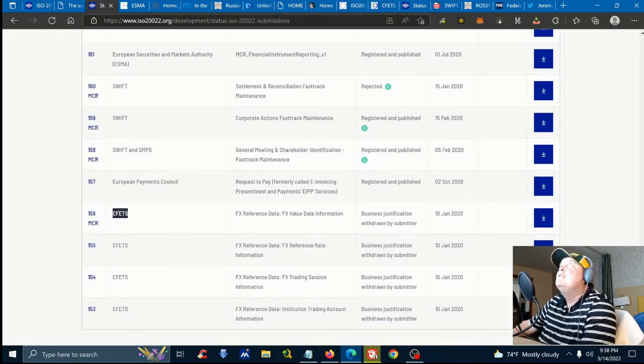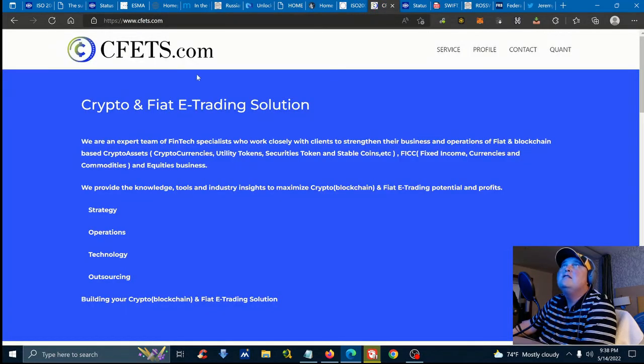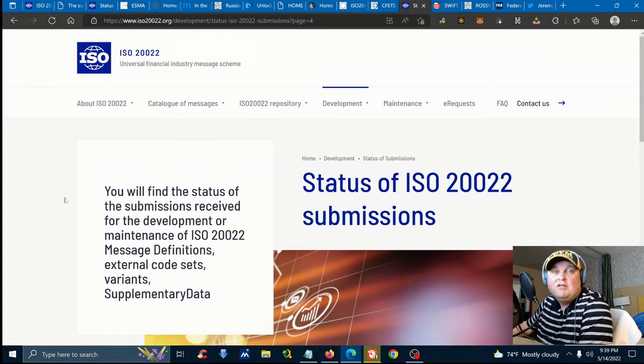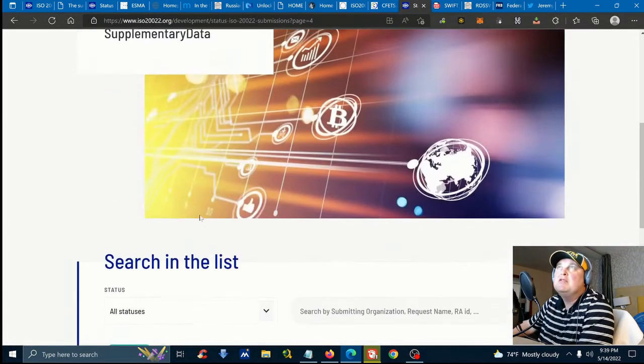CFETS. Who are these guys? Oh, a crypto and fiat e-trading solution company. Now a second time that crypto has been mentioned in the ISO 20022 information. Crypto and fiat e-trading solution. That's interesting. Now we're back at the status of the ISO 20022 submissions page where we got all the company references that we just now looked at right here.